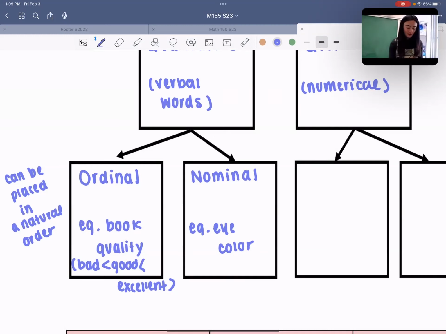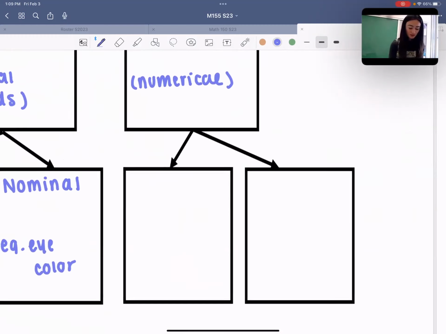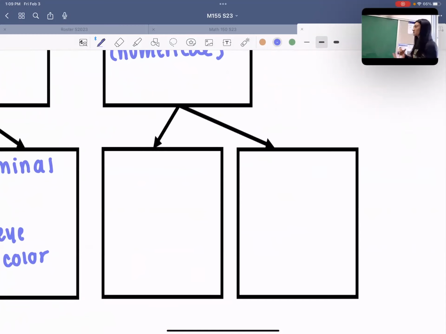Okay. Any questions on the types of qualitative data? All right, let's move on to quantitative data. These are the ones that can be expressed using numbers, right? So any sort of number is quantitative. There's two types of numbers that we can talk about. The first one, discrete.